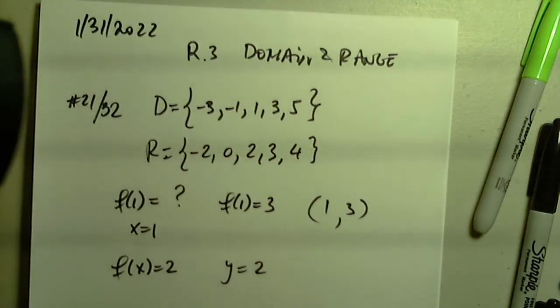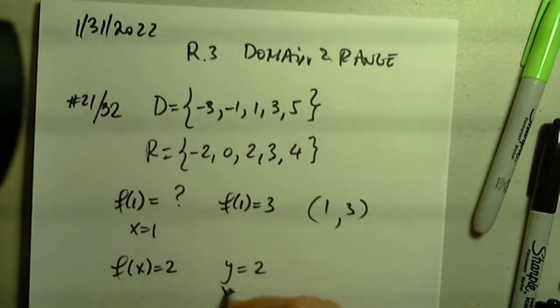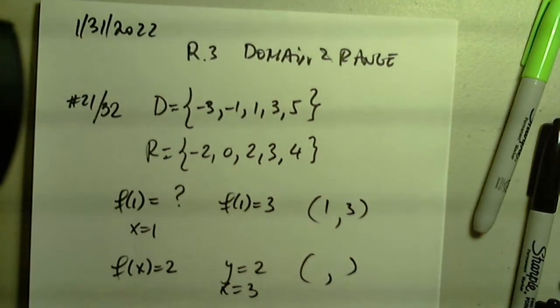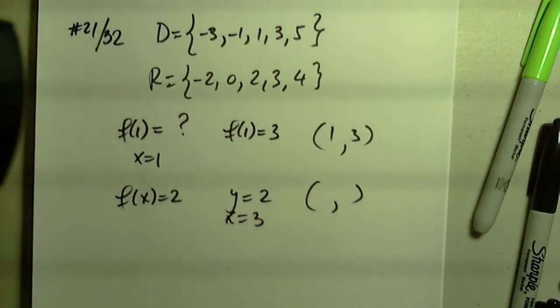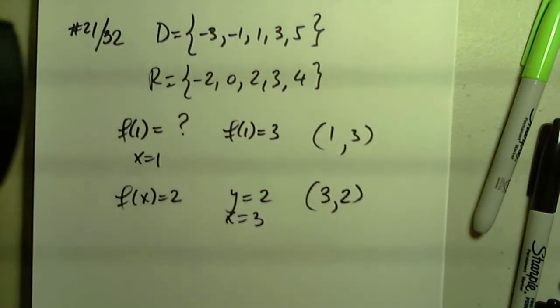y equals 2. Does it hit the graph? It does. And it hits when x is 3. So x equals 3. And can anyone identify the ordered pair for us? 3, 2. That's it. x is first, y is second. Perfect.